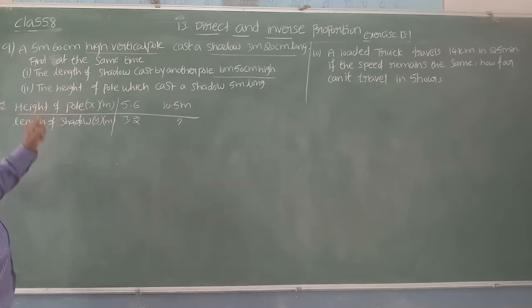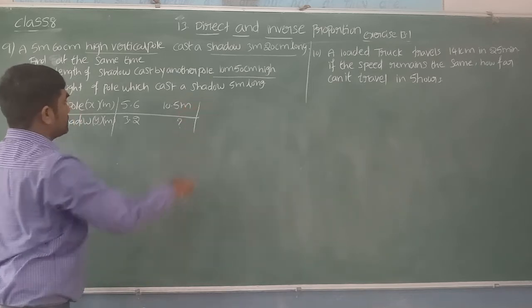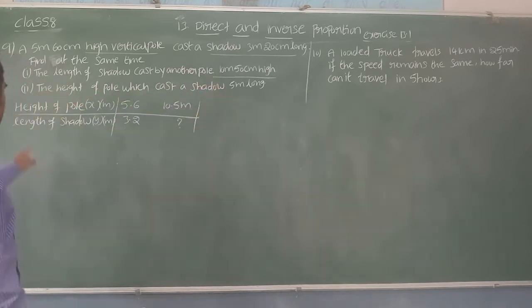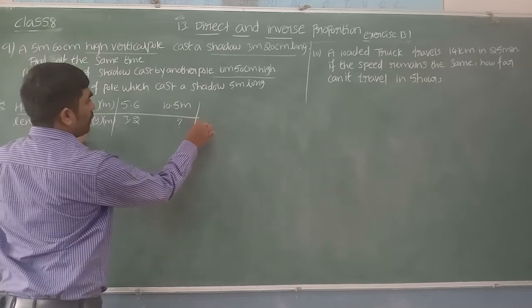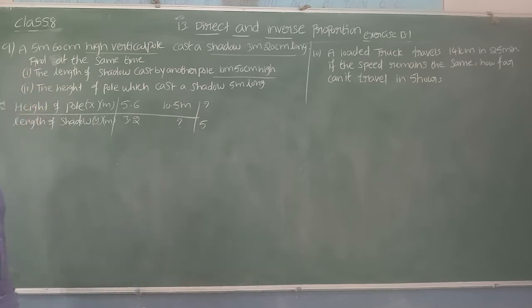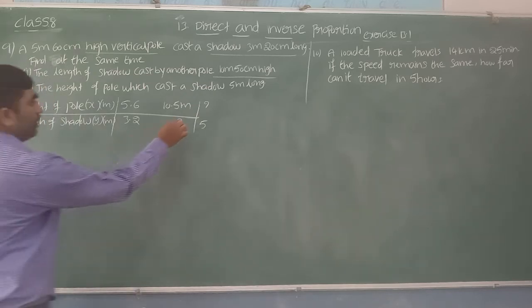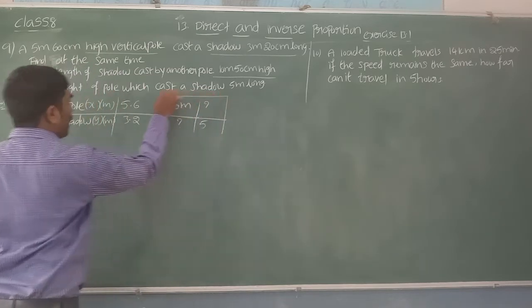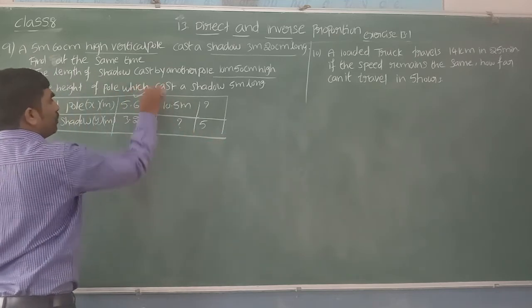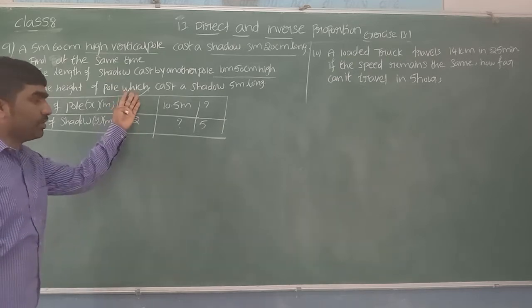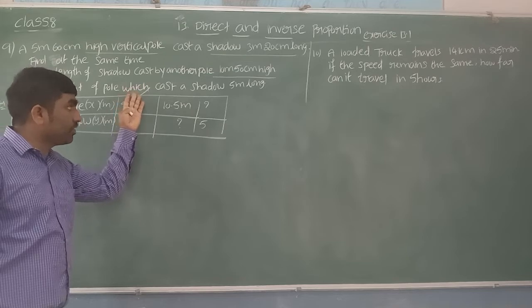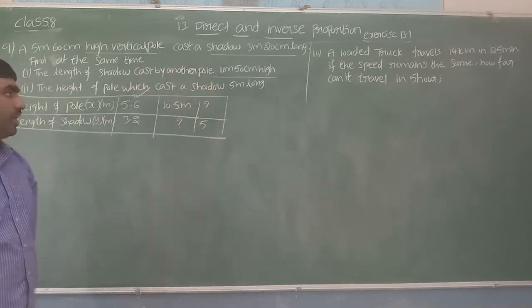And in the next case they said the height of the pole which casts a shadow 5 meter long. So if the length of the shadow is 5 meter, what is the height of the pole? They are asking us to find it. So here we have two unknown values, and these two are the known values. With the help of these two known values, first we find this unknown value. Again by using these two known values, we will find this unknown value.